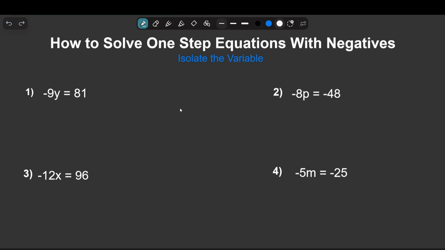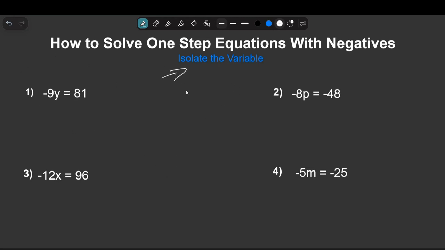Let's jump into number 1, where we have minus 9y equals 81. And again, I already made a video on how to solve one-step multiplication equations, but this one is with negatives. So I'm just going to tell you again, if there is a variable next to a number, it means we're multiplying. So this says minus 9 times something will equal 81. So let's do this step by step so we can get this down.